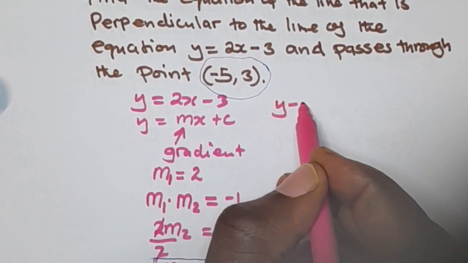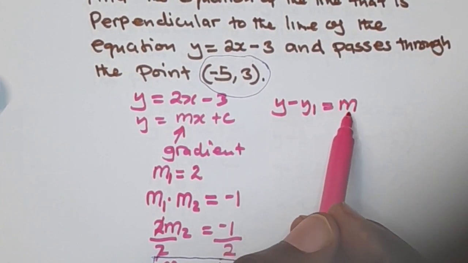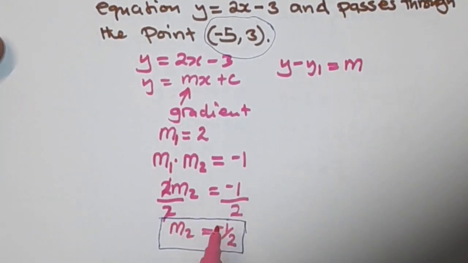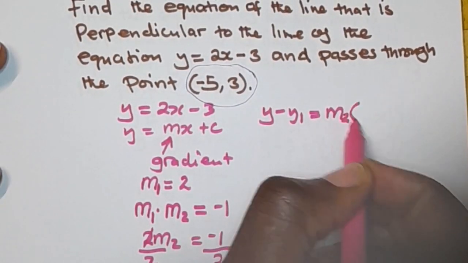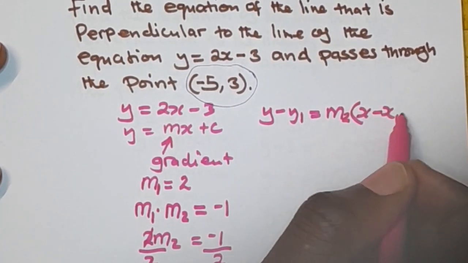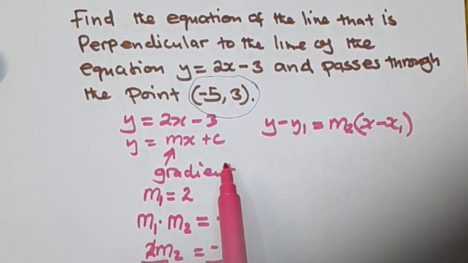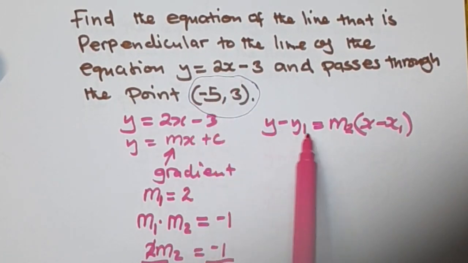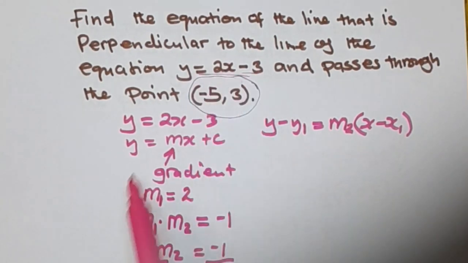So this is a formula that we said: y minus y1 is equal to m. Now, because this m we are referring to the second gradient, which is the gradient of the second equation, we're going to put this m2 here, m2 times x minus x1. So this is the general formula for finding the equation. So when you look at these points, these are the points that we're going to use to find the equation of the line that is perpendicular to this given line.